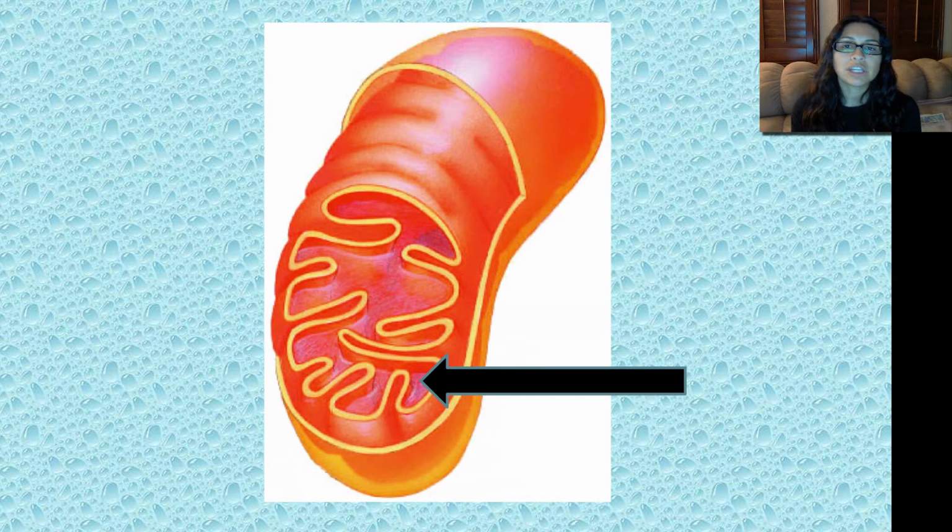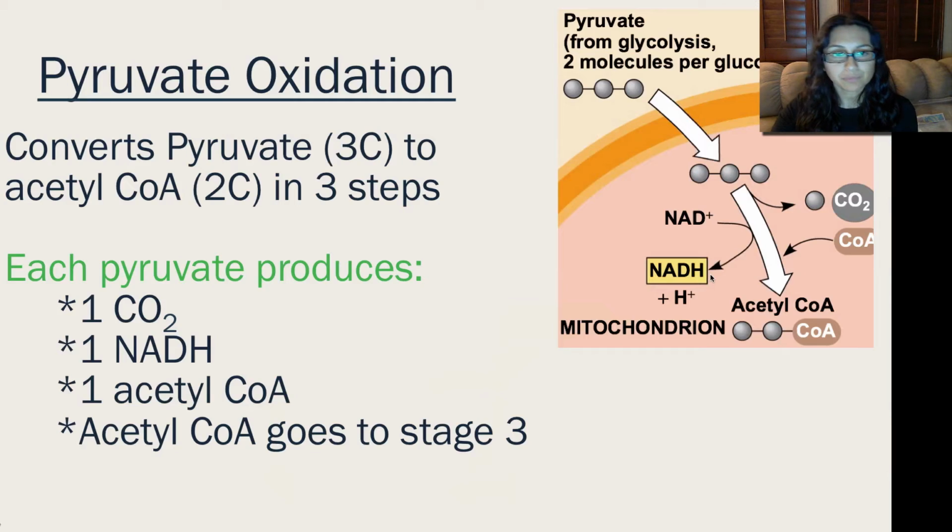So when you're looking at our mitochondria, where is that going to occur? Inside the mitochondrial matrix. Once you go past the inner membrane, the inner part is the mitochondrial matrix. The space in between the two membranes is the intermembrane space. Okay? That's also going to be important. So let's go ahead and take a look at pyruvate oxidation.